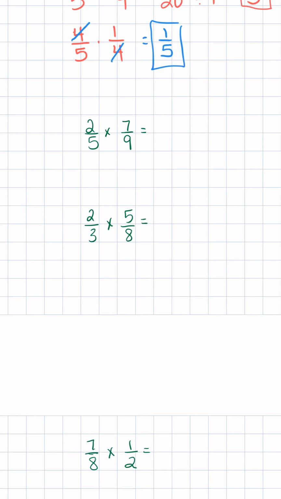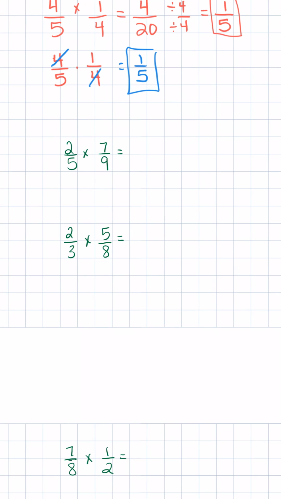This next one, we can't cross anything out when we're multiplying, so we just have to multiply straight. 2 times 7 is 14. 5 times 9 is 45. 14 really is only divisible by 2 or 7, and 45 is not divisible by 2 or 7, so this is our lowest terms.